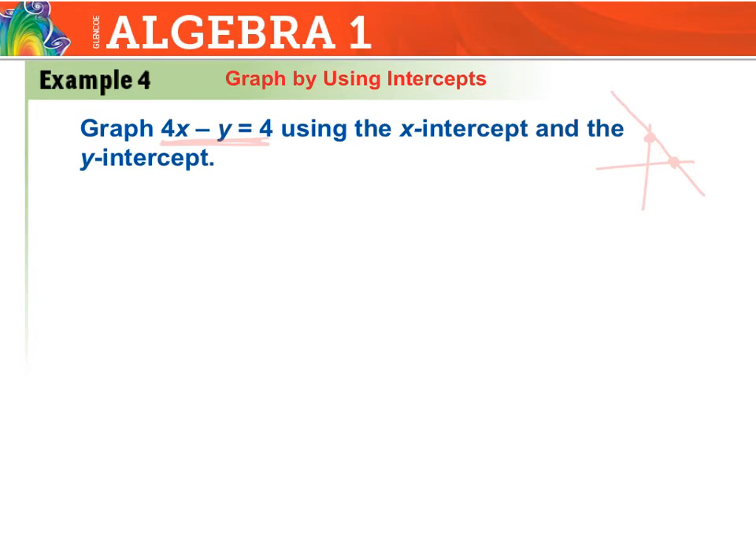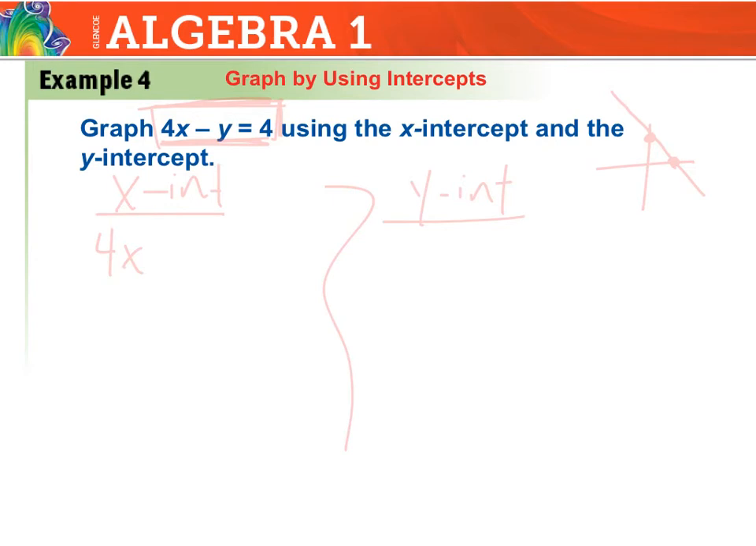All we have to do is figure out where on my graph this goes through the x and the y-axis. So to graph with intercepts, we're going to do both. We'll figure out what our x-intercept is over here, and what our y is over here. The first thing we need to do is make sure our equation's in standard form. This one's in standard form, so now we're ready to do something with it.